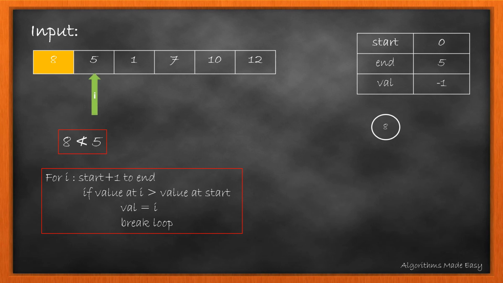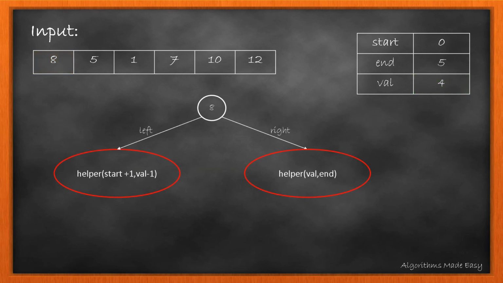As 8 is not less than 5, we move ahead. Similarly, we will check till we reach end. At i equals 4, we get value as 10 which is greater than 8. So we break the loop here and update val to 4. Now we recursively call left and right helper, one from start plus 1 to val minus 1 and other from val to end. That is left helper from 1 to 3 and right from 4 to 5.